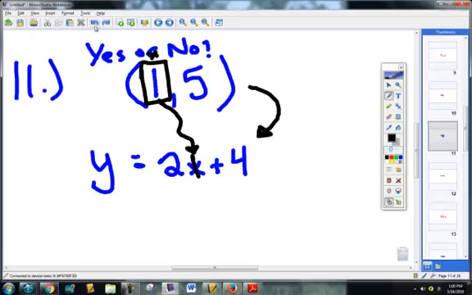So I like to just rewrite it like this. I like to say, okay, that's going to be 2 times 1 plus 4. 2 times 1 is? 3. Guys, 2 times 1 is 2. 2 plus 4 would equal 6.